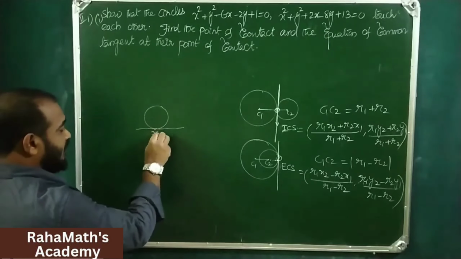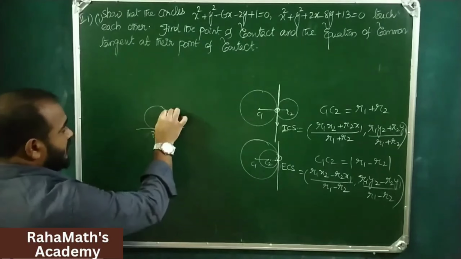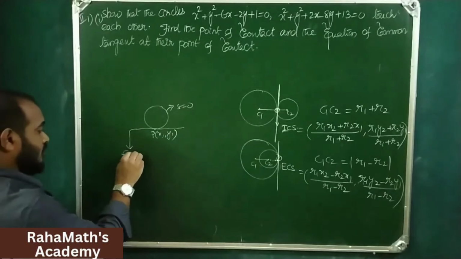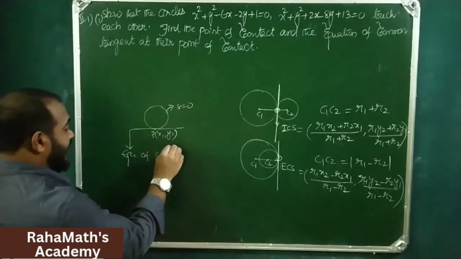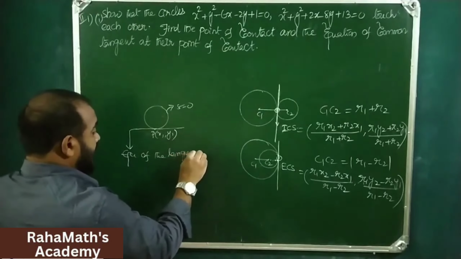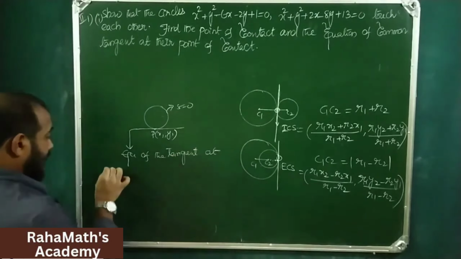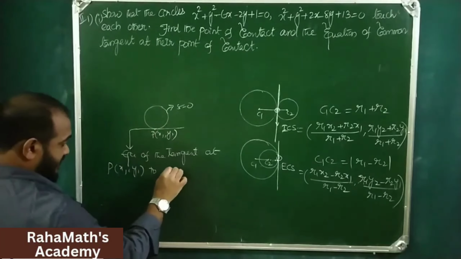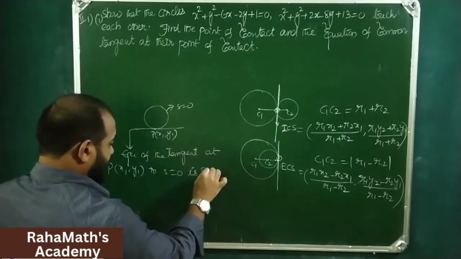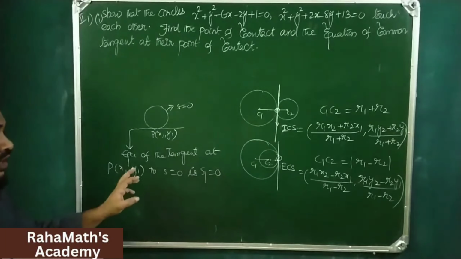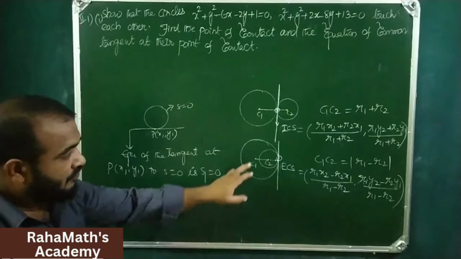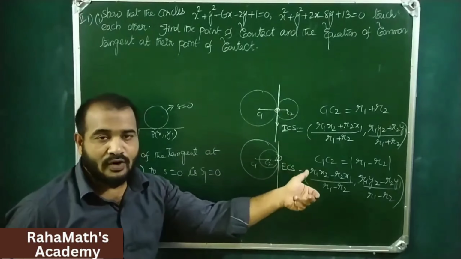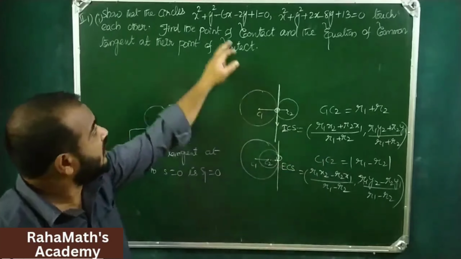For example, this is P(x1, y1) and this is S equal to 0. Then the equation of the tangent at P(x1, y1) to the circle S equal to 0 is S1 equal to 0. So this point which we are going to find out through this or this, that point is P(x1, y1) and this circle.